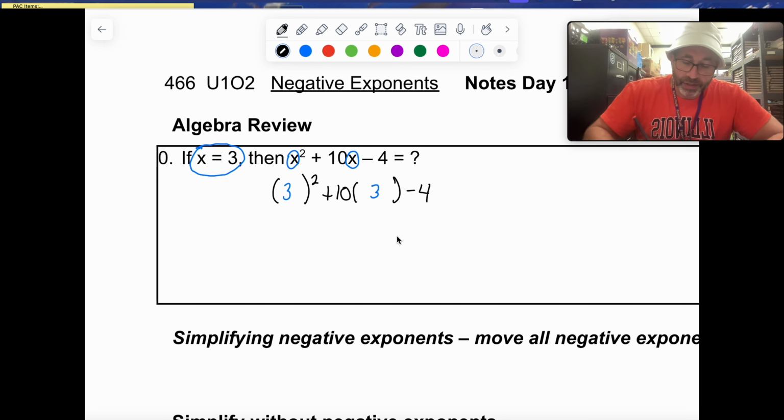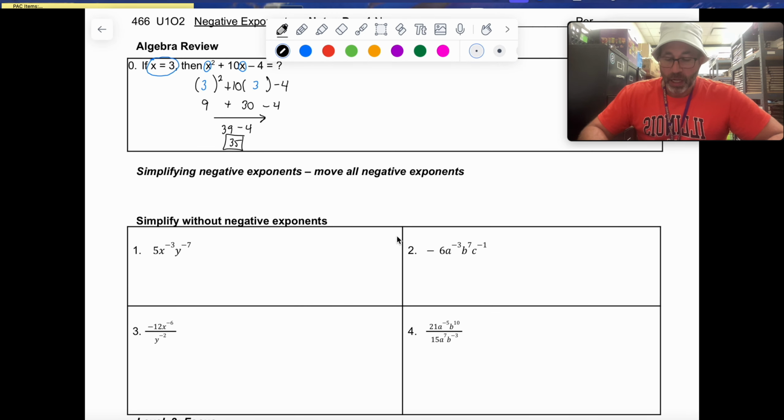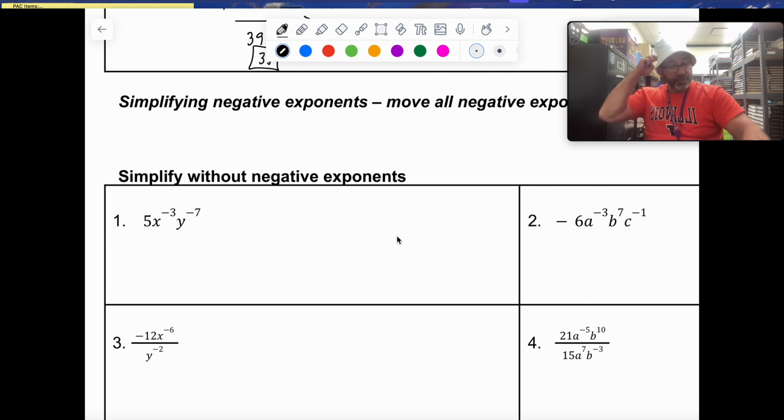So let's go ahead and simplify this. 3 squared is 3 times 3, which is 9. 10 times 3 is 30, minus 4. Then we just go from left to right with the order of operations. So this will be 39 minus 4, which means our final answer is 35. Okay? All right, so moving on to negative exponents.